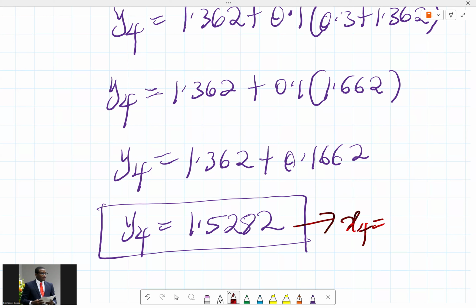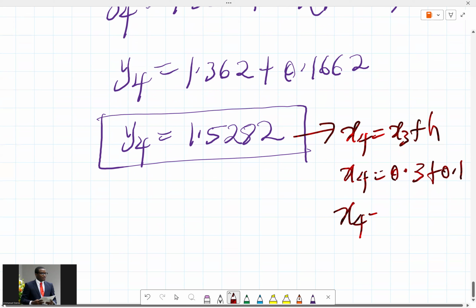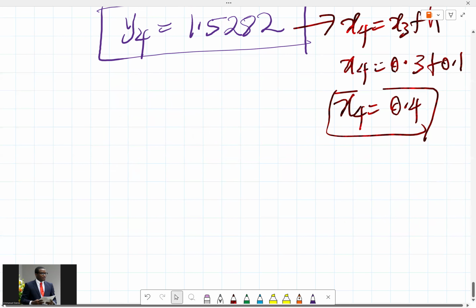And this, of course, corresponds with x4, which is equal to x3 plus h. So x4 is 0.3 plus 0.1. So x4 is equal to 0.4. We can keep going, but let's stop here and go to Python later.